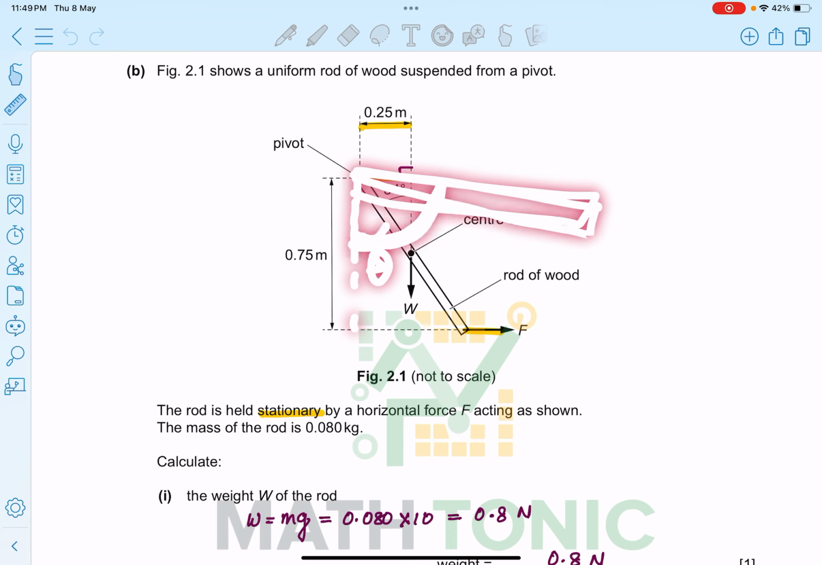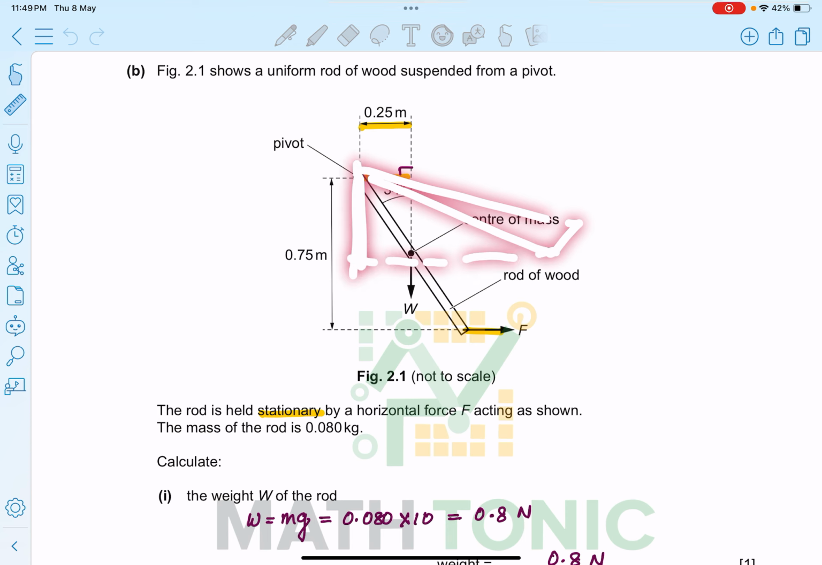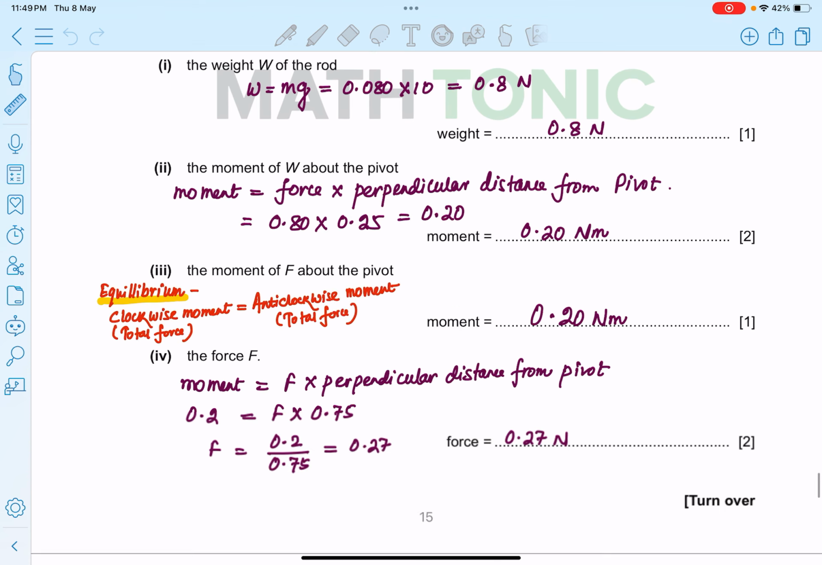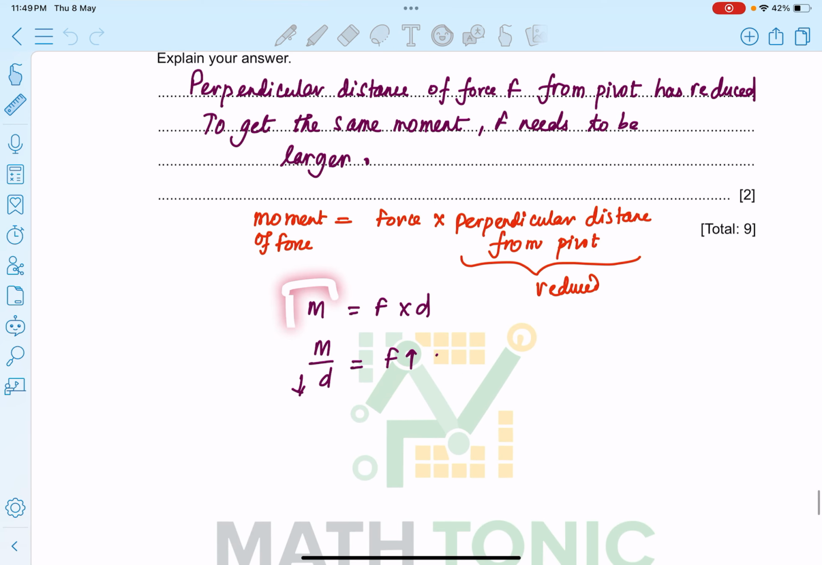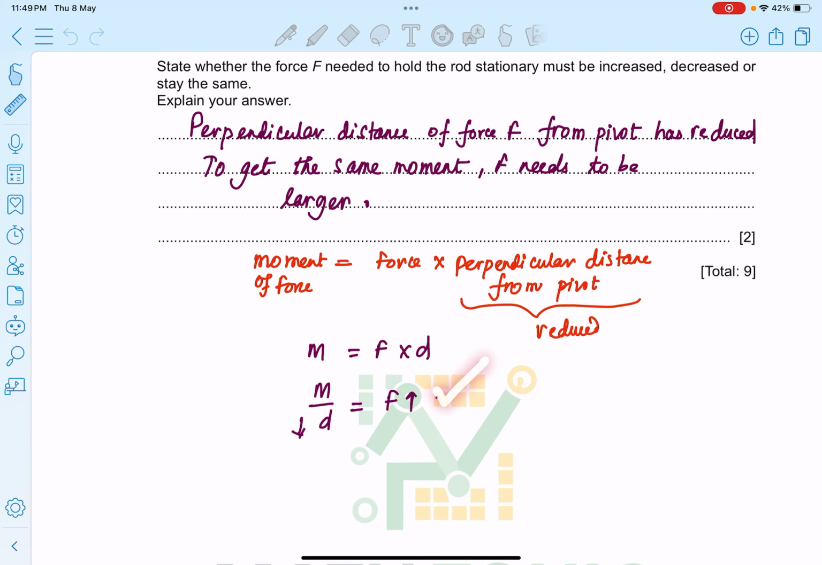If this angle is increased, the perpendicular distance was 0.75 meter for the first case. If I try to move this up to this one and draw the base, this perpendicular distance will be reduced. Yes or no? So what happens? We know that moment equals force times perpendicular distance, right? The perpendicular distance is decreased, so what will happen to the moment? But I need to keep the moment constant, as per the question.